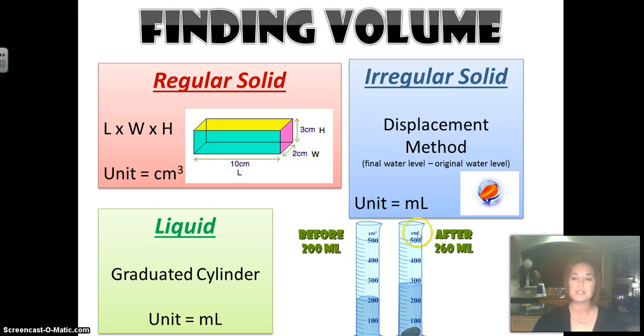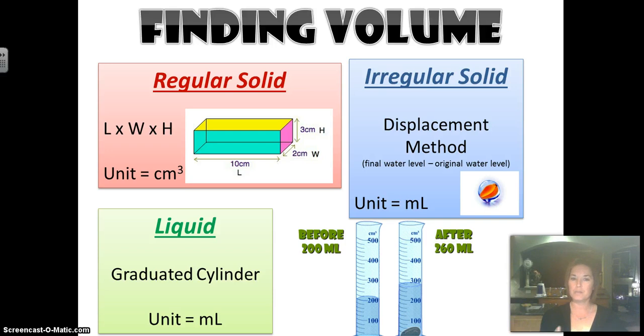For example, let's take a look down here. Down here, I have a graduated cylinder with water in it, and the volume of water before I put the object in it is 200 milliliters. Then I put the object in it. This object happens to be a rock, or it could be a marble, or whatever irregularly shaped object you have. And you put that solid object into the water.